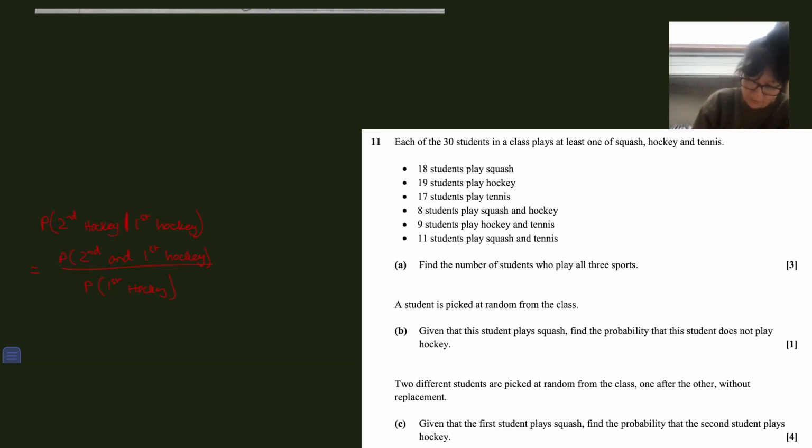Probability that the first person plays hockey is 19 out of 30. The probability that the first person and the second person play hockey. Okay, so person 1 playing hockey, the chance is 19 out of 30. Person 2 playing hockey, there's now only 29 people in the class and only 18 of them play hockey. So I think on the top we have this, and then on the bottom we have that, and then that will answer that question. I think that's what we need to do.